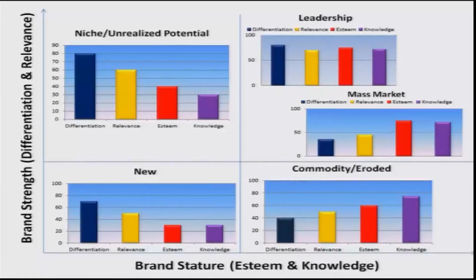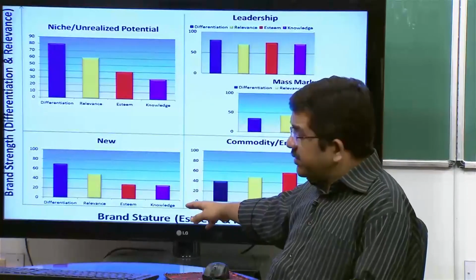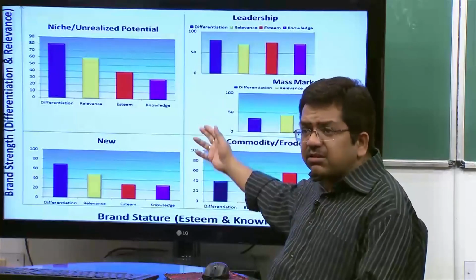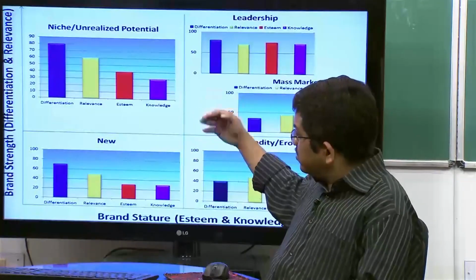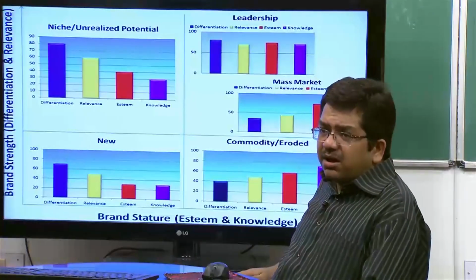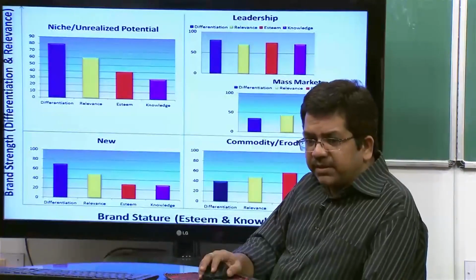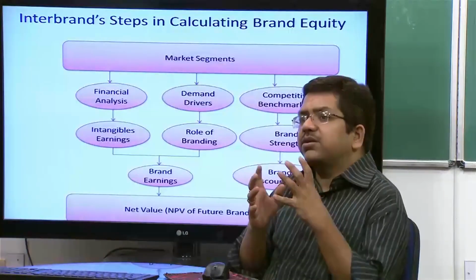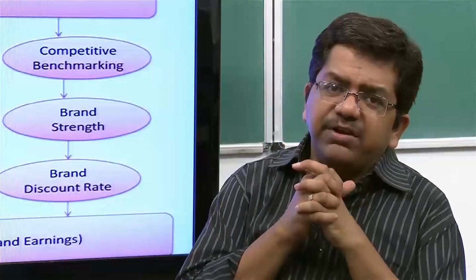Basically, the utility of this tool is that by continuously looking into this brand strength and brand stature, you can check the health of your brand, and you can also see how your brand is doing with respect to the other brands in the market. Now, this was about the different kinds of brand equity models.